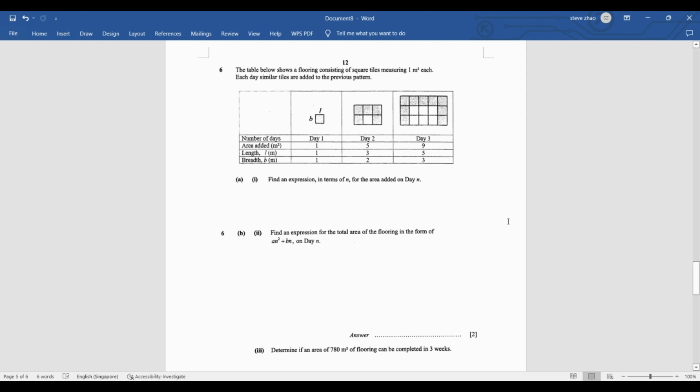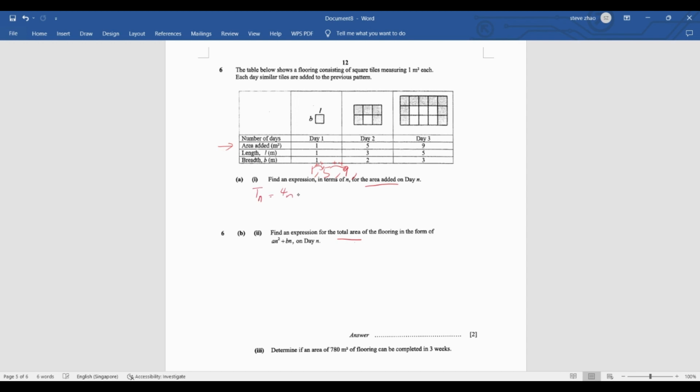Okay, here we are. Now, find the expression in terms of n for the area added on day n. Total area and area added are different. For area added, you only read this row. So, what is the sequence? The sequence is 1, 5, 9. It's a bit short, but I think we don't need one more. 1 to 5 is plus 4, and then plus 4. Okay, and this is a constant difference.